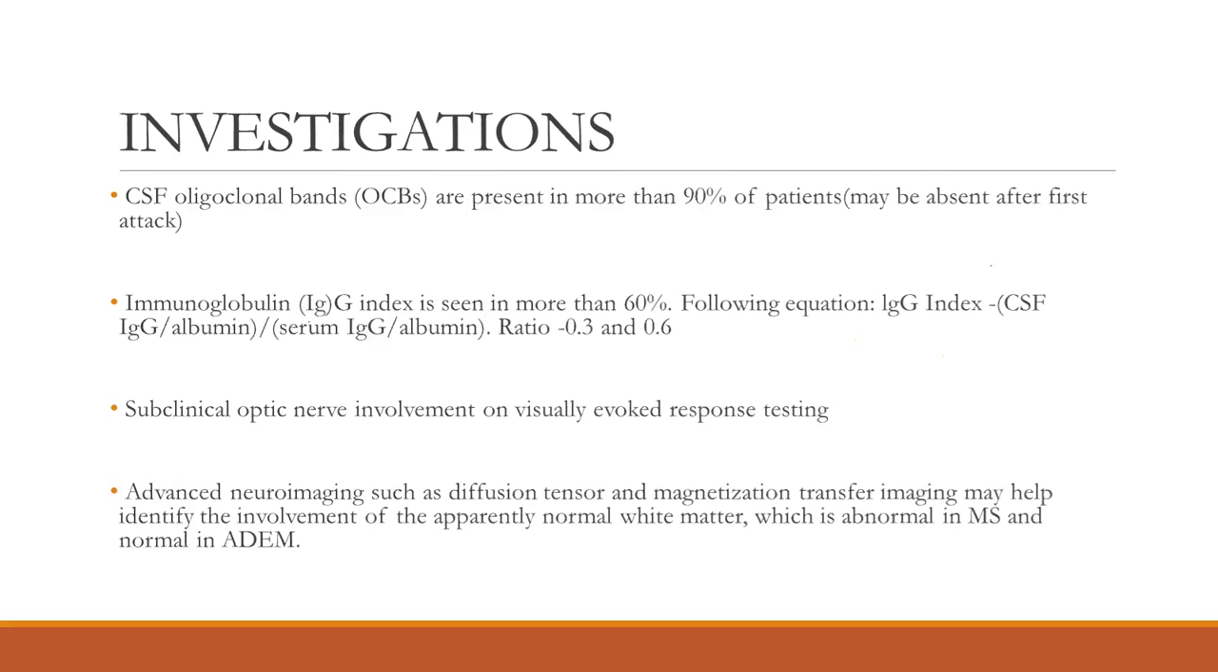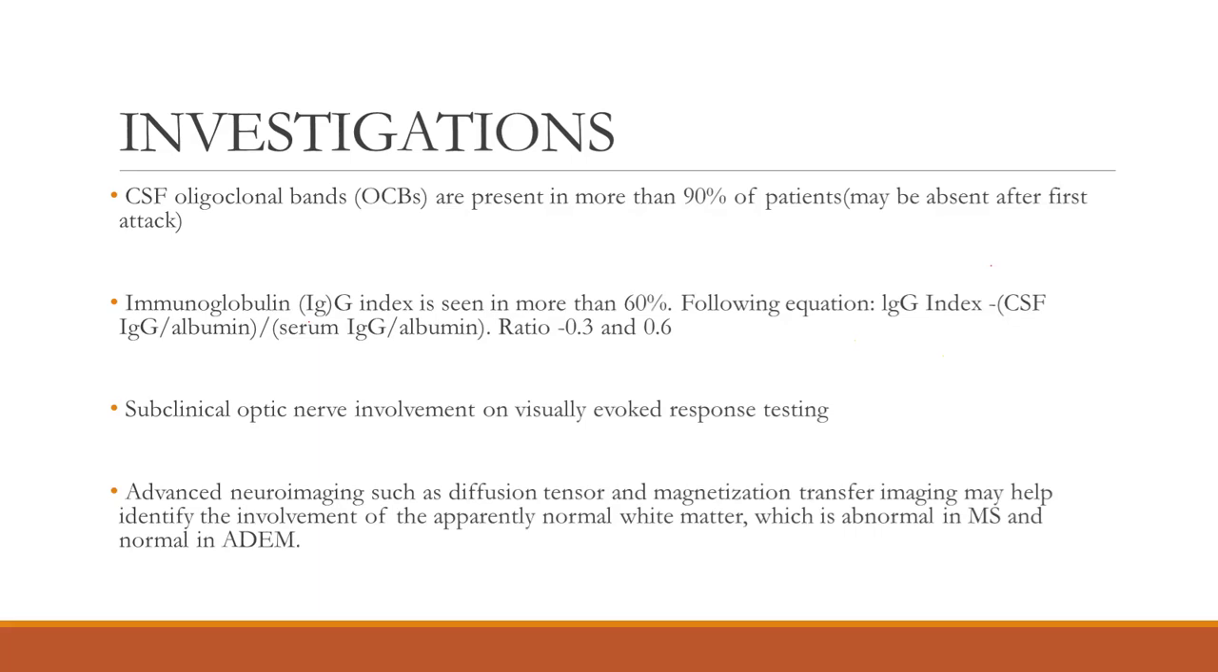So coming to investigations, again OCBs are present. IgG index is more than 60%. Subclinical optic nerve involvement, usually on visual evoked potential testing. Even if there is optic neuritis, it will usually be on one side. It is not usually bilateral.